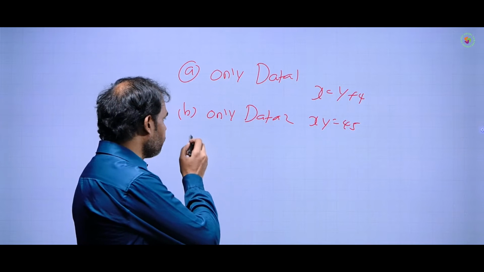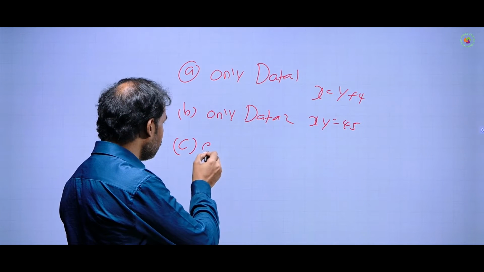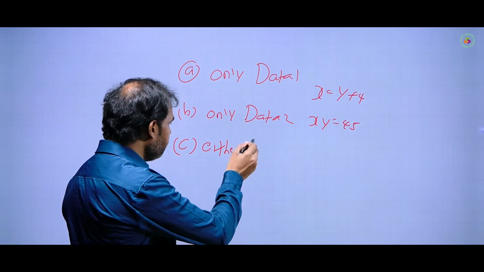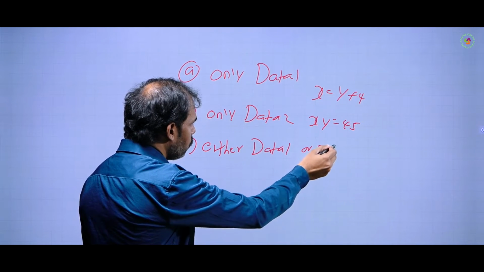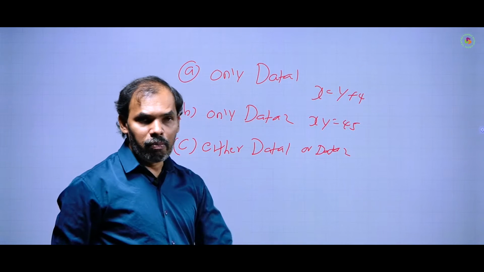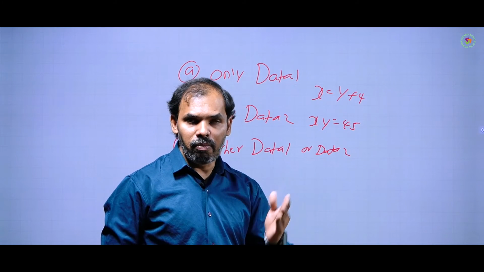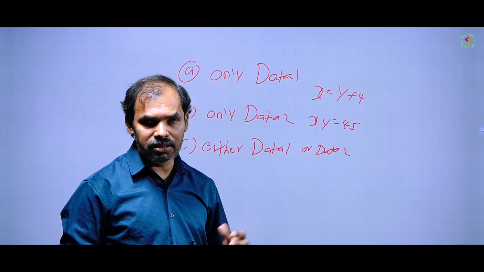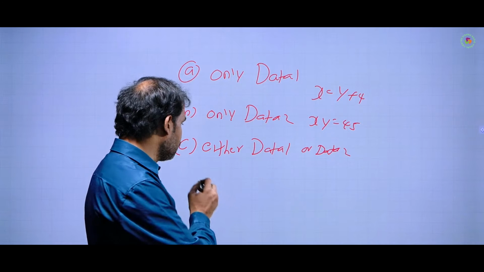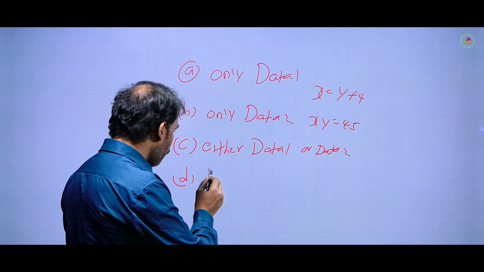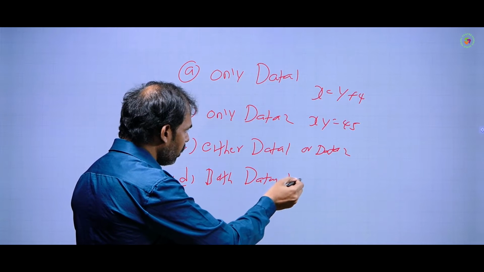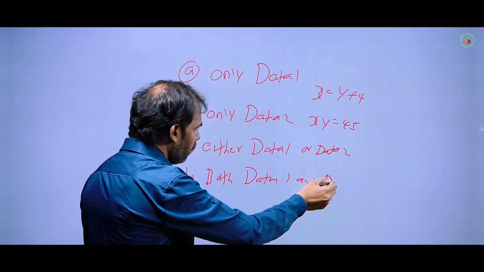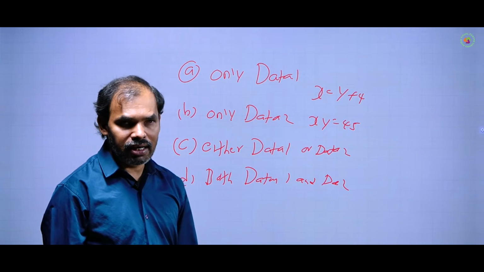So next, C. The third option: either data 1 or data 2 is required to answer the question. By using data 1 alone you can answer, by using data 2 alone you can answer. Is it possible? No. Next, D: both data 1 and data 2 are required to answer the question. Suppose by using both data you can answer, then D is correct.